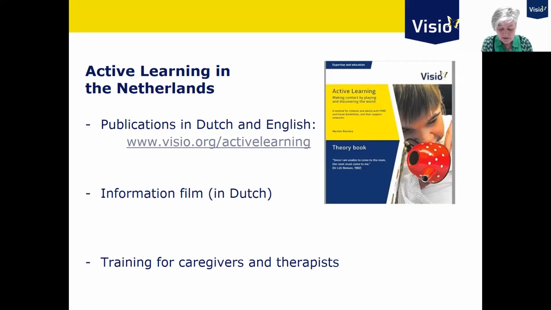We have made an information film about active learning in Dutch, that we can watch on YouTube. And we also developed a course for therapists and caregivers who work with people with a visual impairment and a developmental age between 0 and 24 months. Also, we have some contacts in the United States. A few colleagues participated in an active learning course in Dallas, Texas. And active learning has there a very active group of users and supporters.